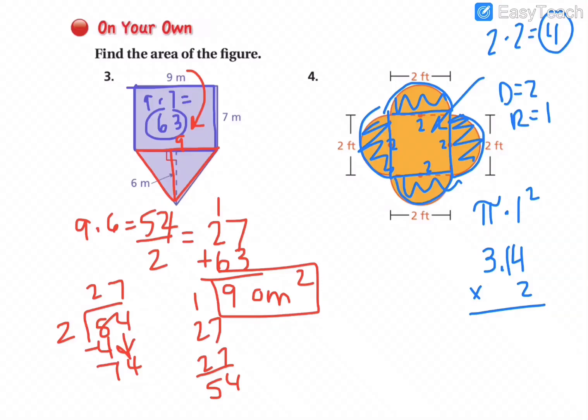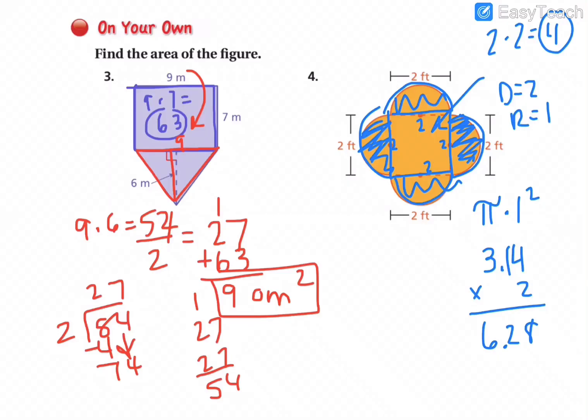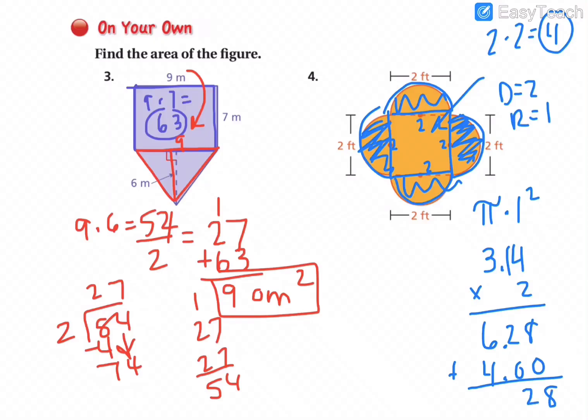And again, my strategy was just to put the 2 circles together. You could have divided that by 2 if you wanted to, and then multiplied it by 4, but I just think this is easier. That would be 6 28/100ths, which then you would add to the 4, and you get 10 28/100ths feet squared.